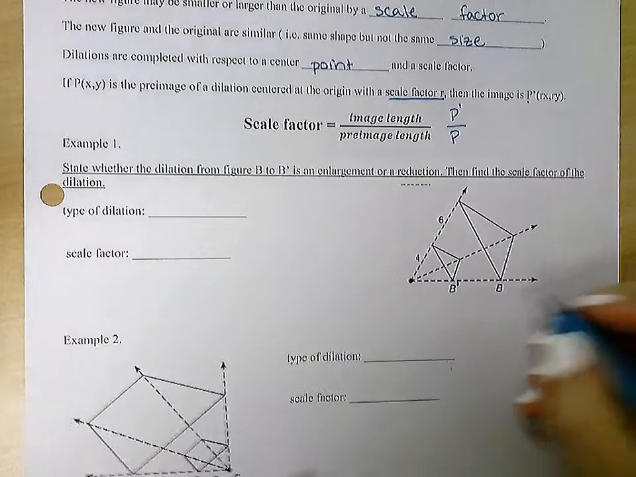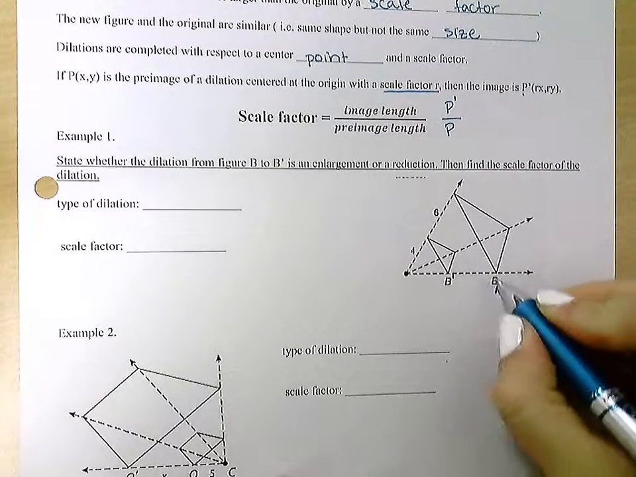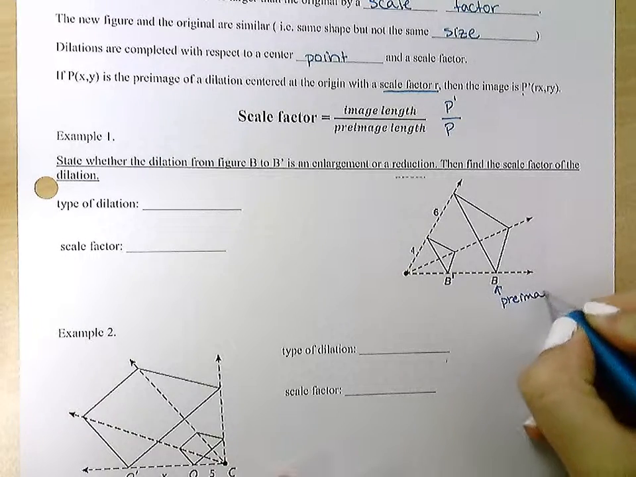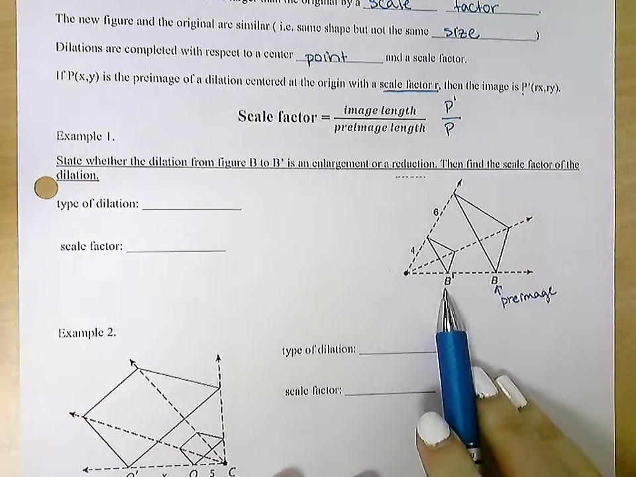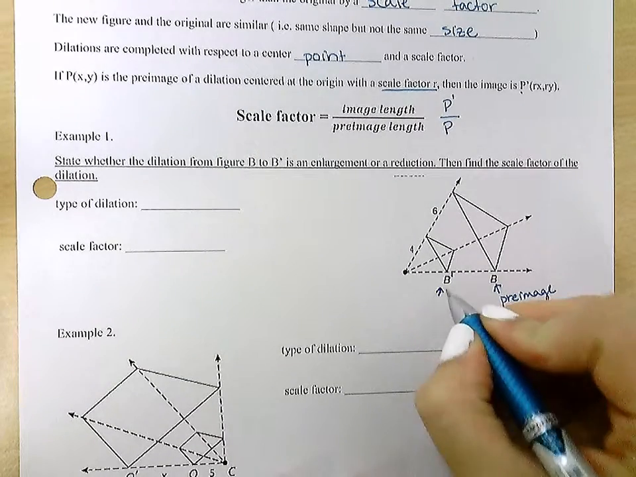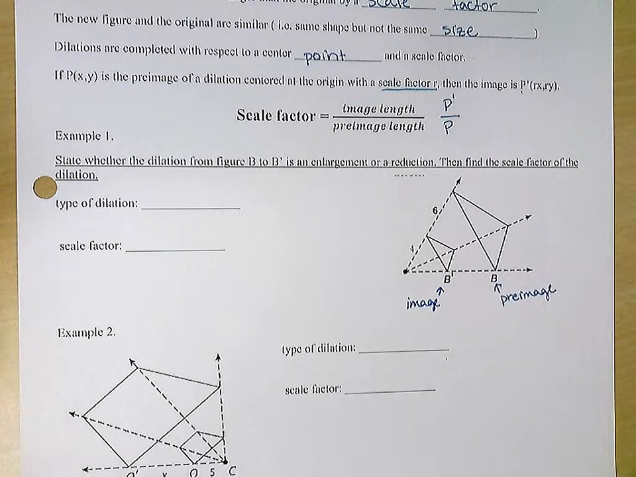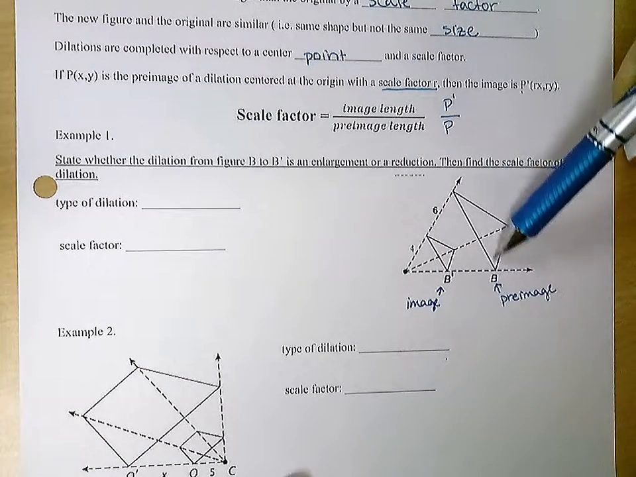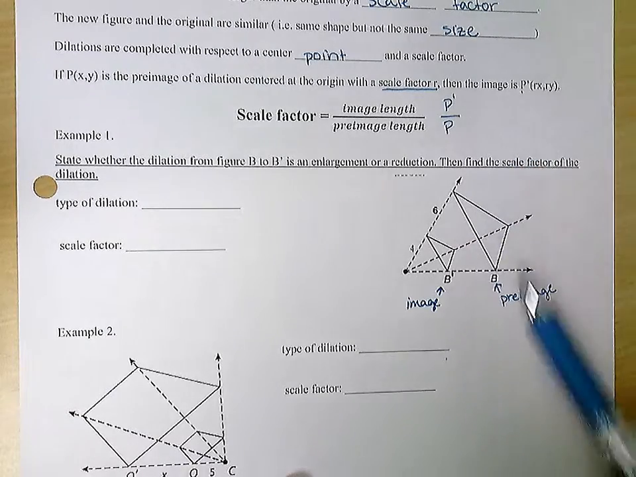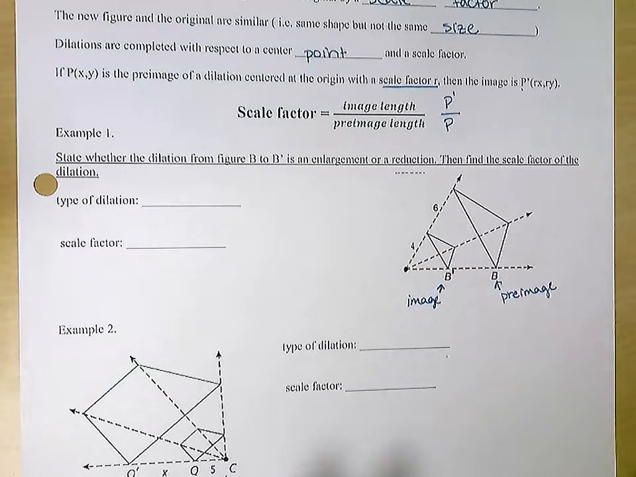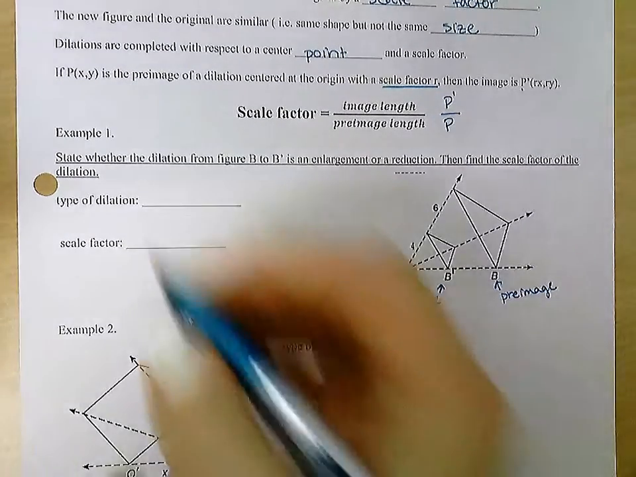So that means in our picture here, this one off to the right is your pre-image. And this one right here is your image. So if I'm going from this triangle to this triangle, is that getting larger or smaller? It's getting smaller, closer to this center point right here. Okay, so since it's getting smaller, this should be a reduction.